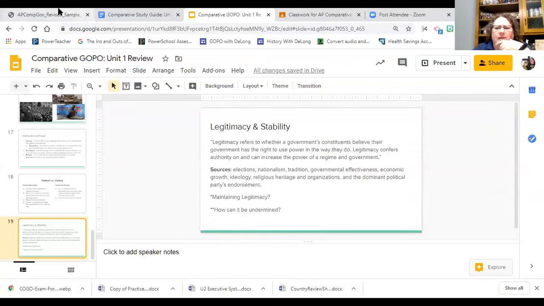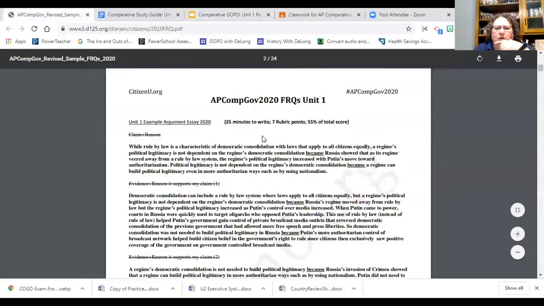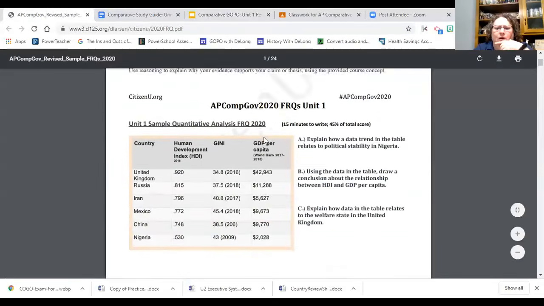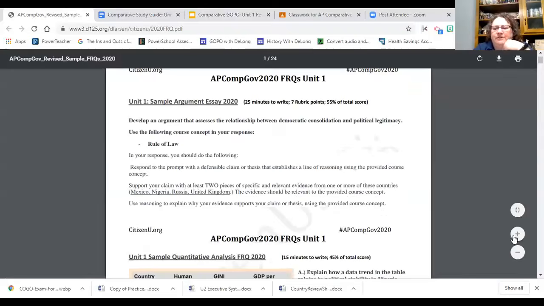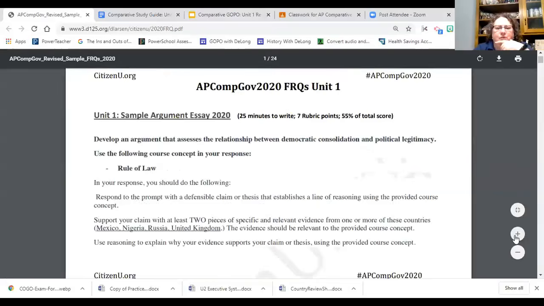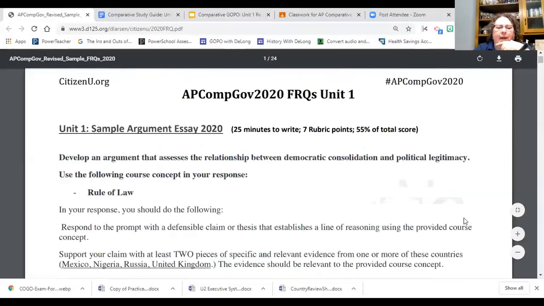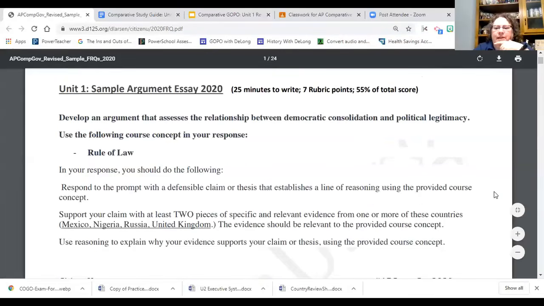I do want to look over here just a moment. I want to look at a sample kind of question so that we can see what one of these would look like. These are questions that Mr. Kaneen has written. So let's look at a sample essay here. Develop an argument that assesses the relationship between democratic consolidation and political legitimacy. So democratic consolidation, that whole idea of being a tight democracy, and political legitimacy.